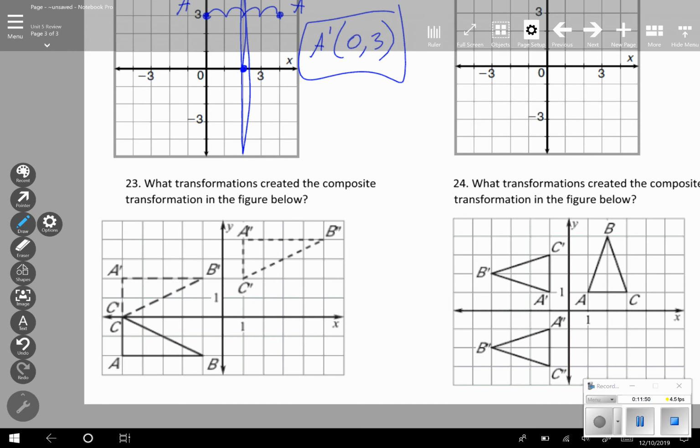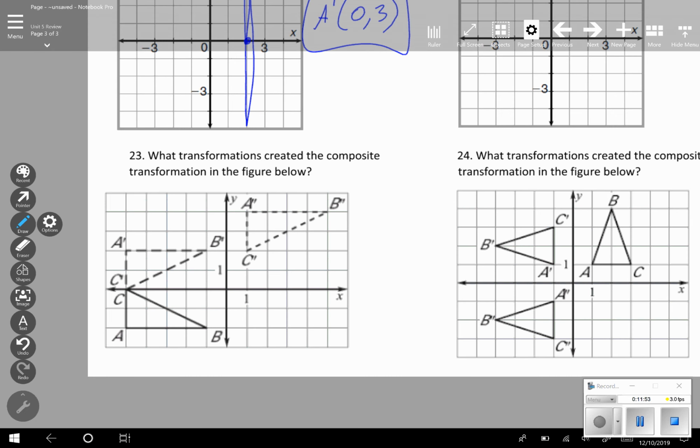Okay, last one. It says, what transformations created the composite transformation in the figure below? All right, this is where you have to look at those primes, okay? This first one without any, this is picture 1. The one with 1 prime, that's picture number 2. And the one with 2 primes, that's picture number 3. So you have to tell me, how do I go from 1 to 2 and then from 2 to 3?